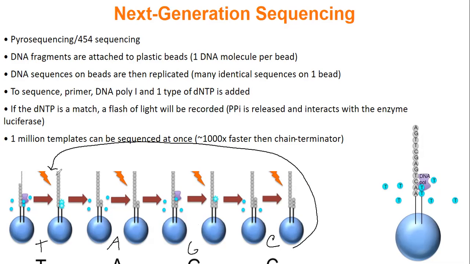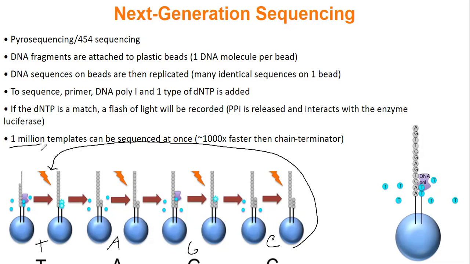And so you can see this can be a very automated process where when you get your DNA stuck on plastic beads, you just do this loop of adding one nucleotide mixture at a time, measuring the light. You can do a lot of plastic beads at the same time. And like it says there on the slide, 1 million templates you can sequence at once.